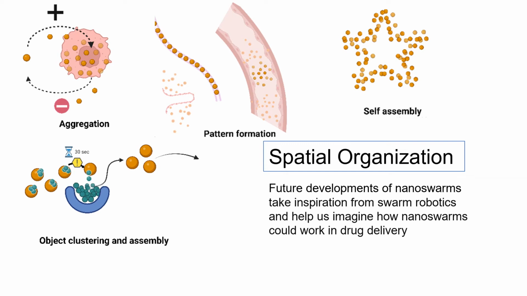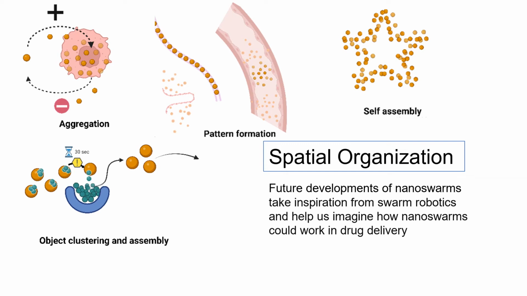First, if we look at aggregation, aggregation allows individuals of the nanoswarm to get spatially close to each other for further interaction. So for example, the nanoswarm can use positive feedback to amplify agents at the target site and negative feedback to repel agents in order to control drug concentration.